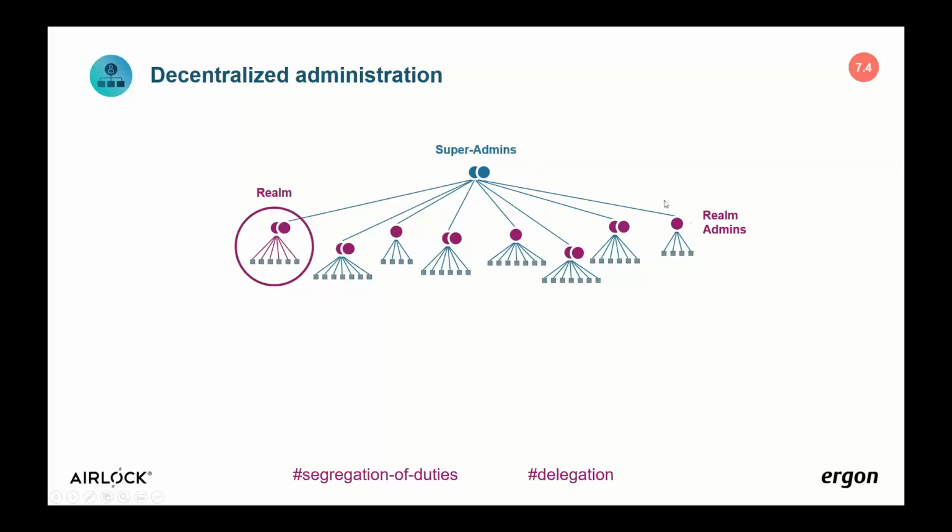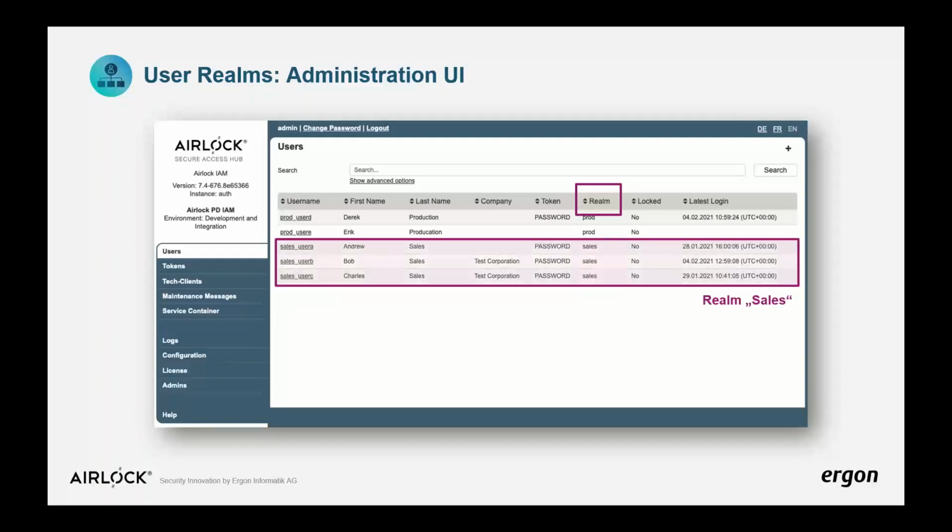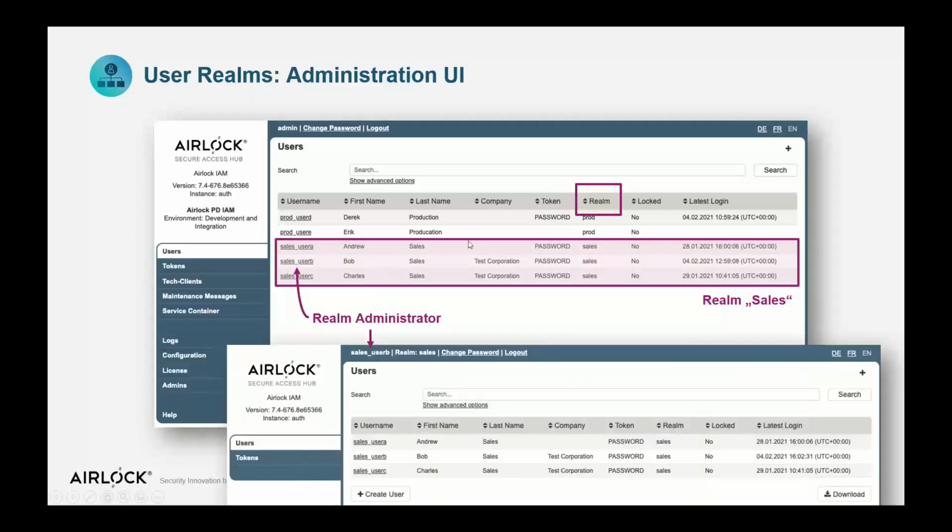So you have super admins which will be able to handle those realm admins, and the realm admins which will only be able to see their users. The super admins, of course, with according authentication, still could be able to see the users, but you can set this up as you want. So in this screenshot, we have a production realm, we have a sales realm, and different user groups. And as soon as an admin logs in for the sales realm, this admin will be only able to see those users here, which are inside the same realm.